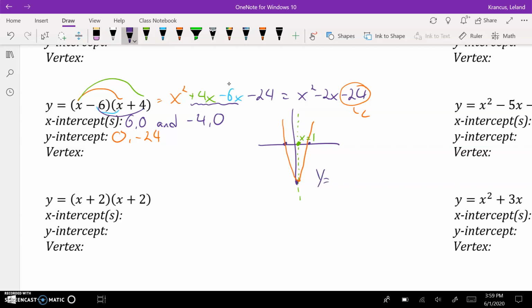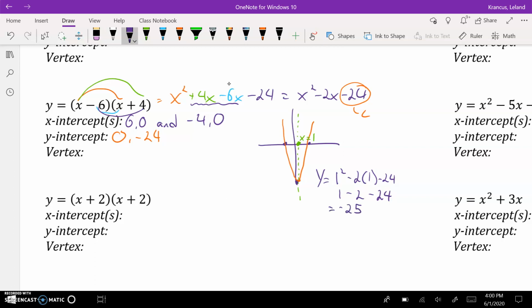So y would equal 1 squared minus 2 times 1 minus 24. So that would be 1 minus 2 minus 24, which would be negative 25.